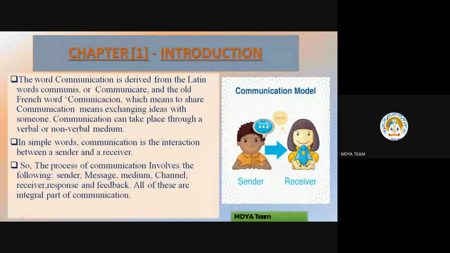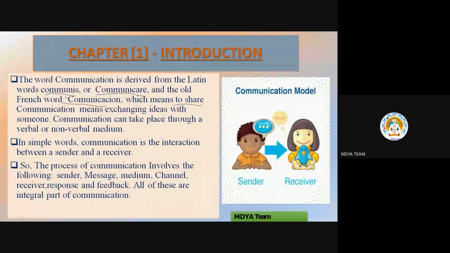Chapter number 1, introduction. Even before the word communication was discovered, communication was already there. This word is derived from the Latin words communis and communicare, and the old French word communication. And what's the meaning of these words? It is to share.